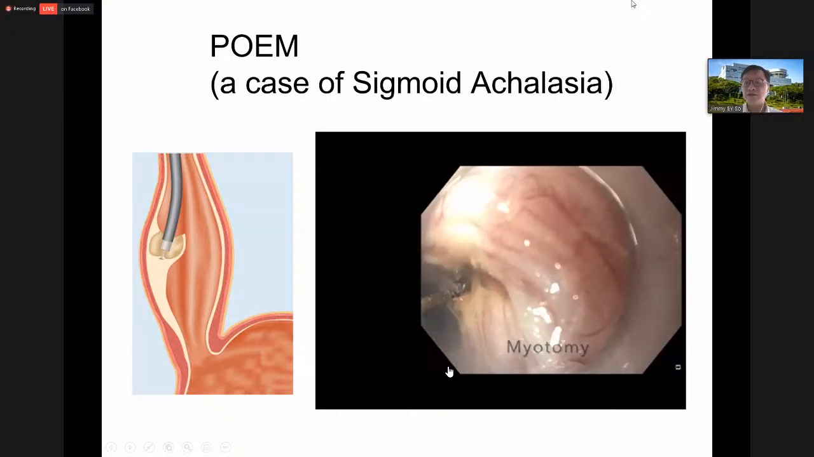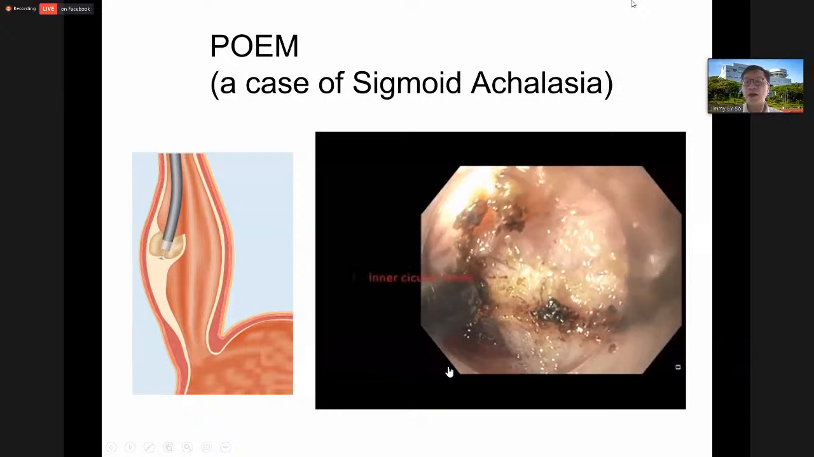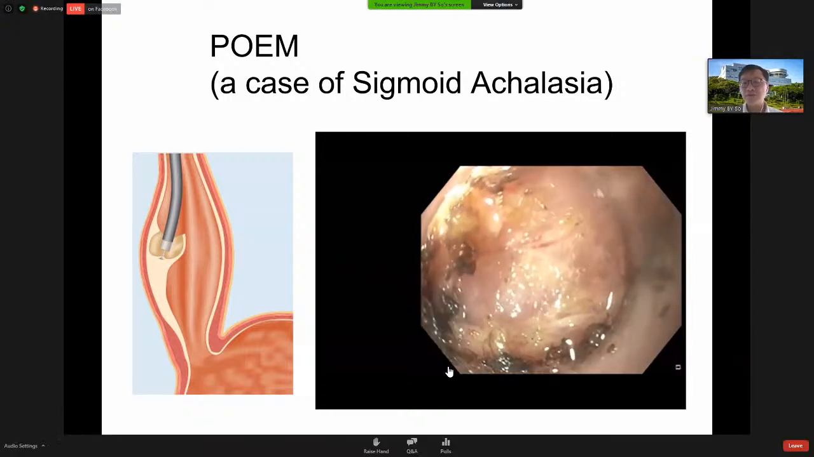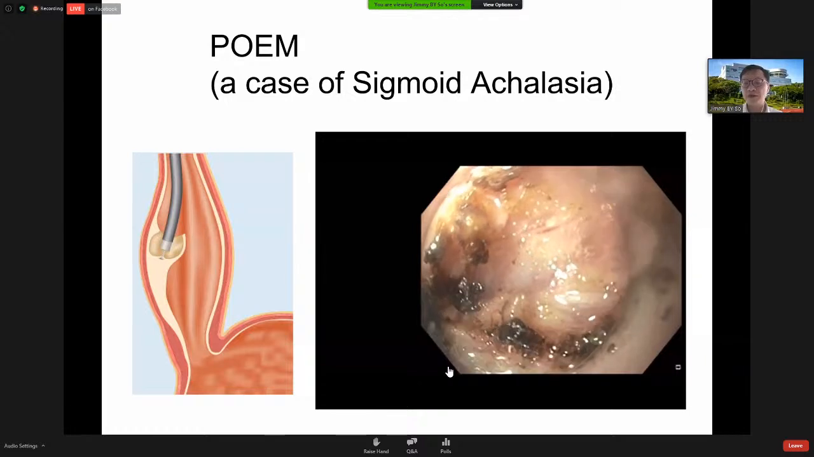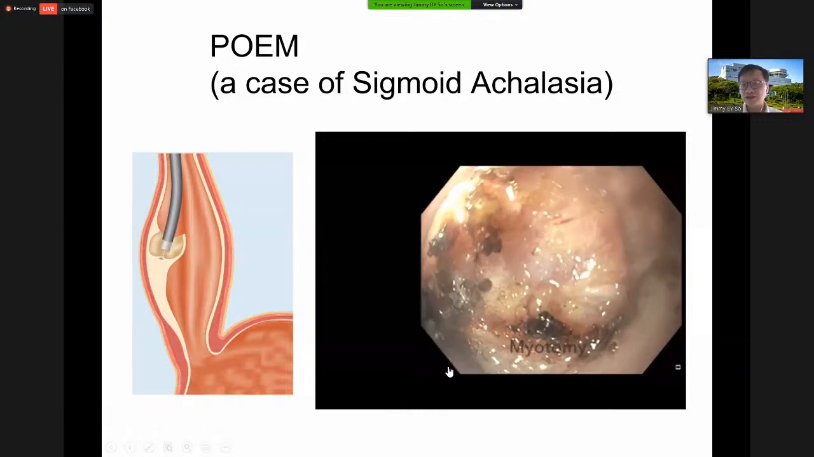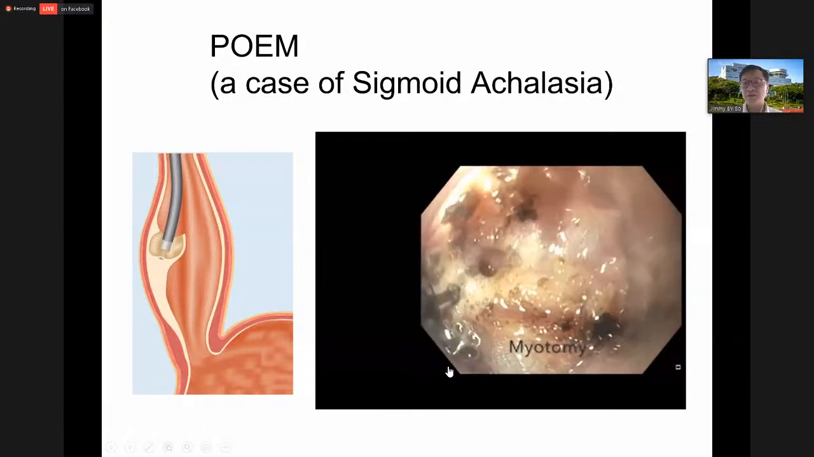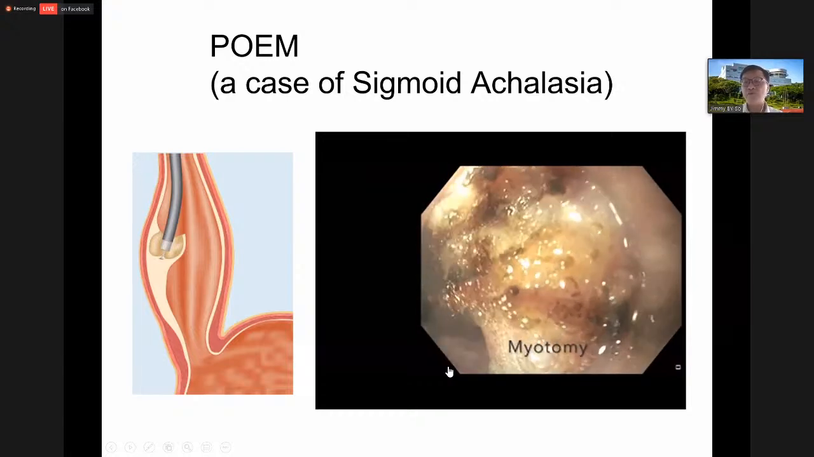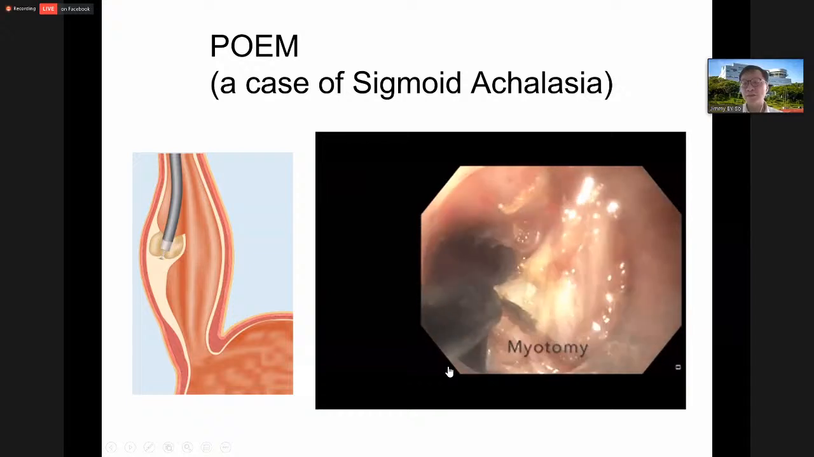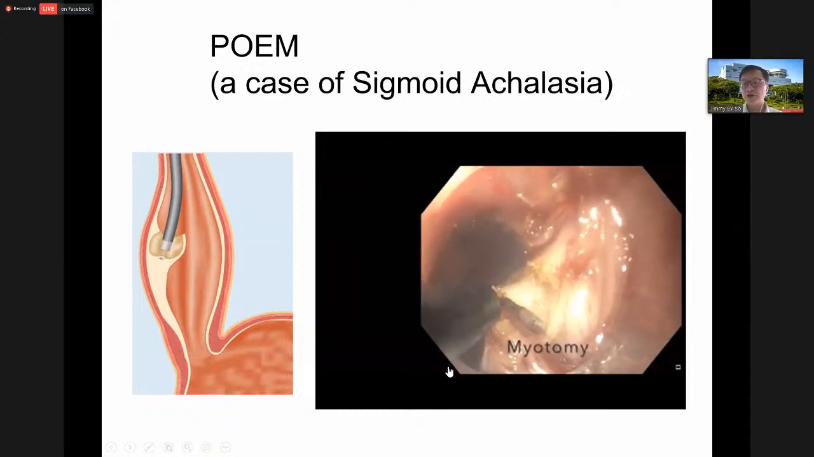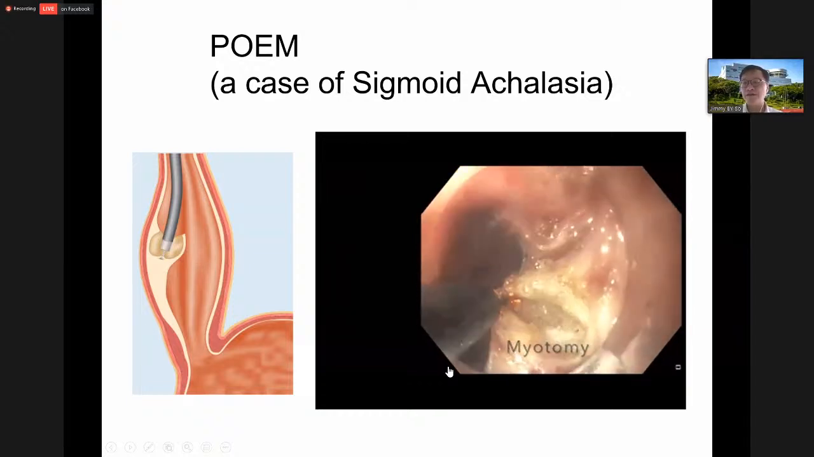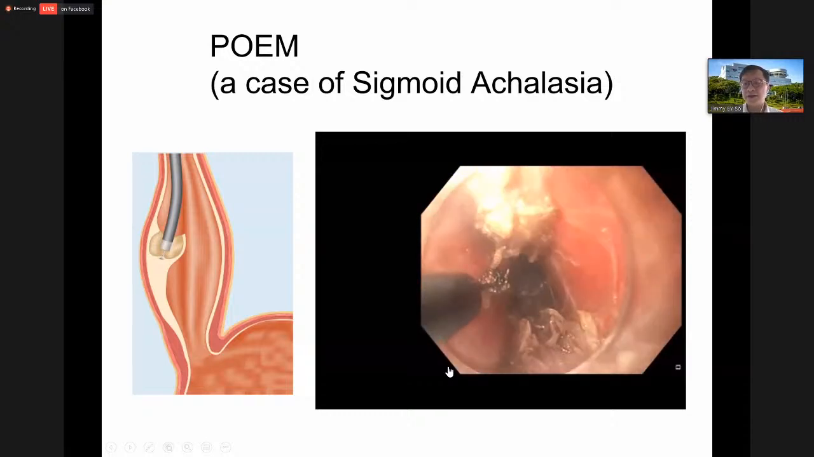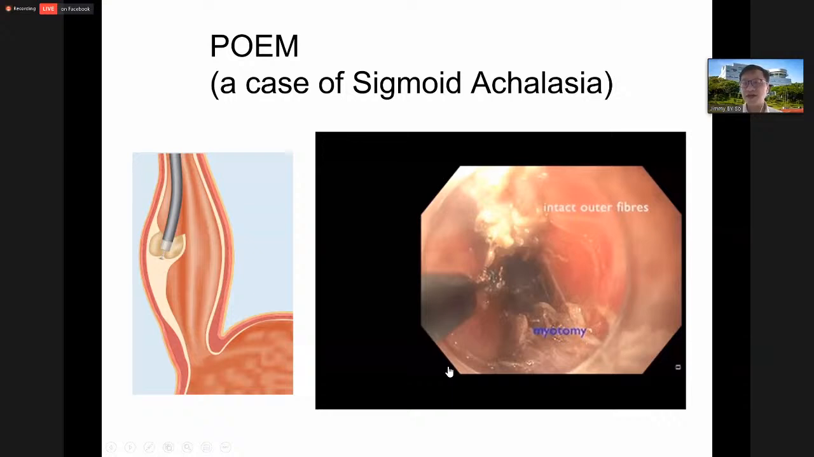Once you've done that, then you perform a myotomy with endoscopic knives. Actually, very similar to what we perform laparoscopically or robotically. We can actually see the individual muscle layers, but this one is from the endoscopic view. And many of us will perform an inner circular myotomy and try to leave the outer layer intact to prevent inadvertent injury to the mediastinum.